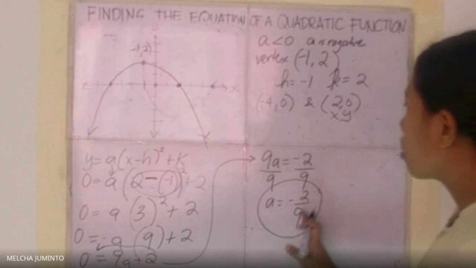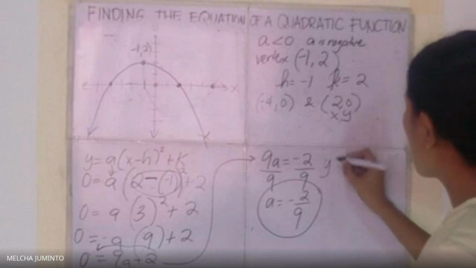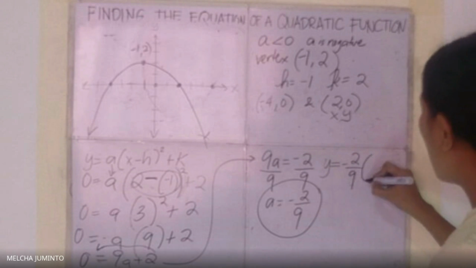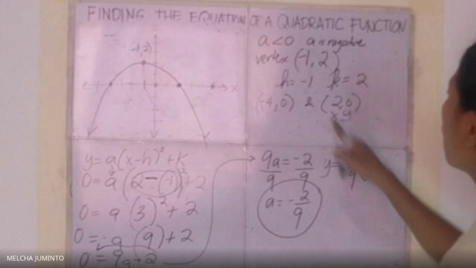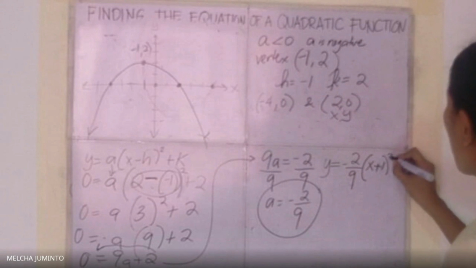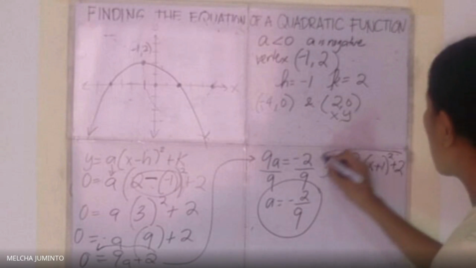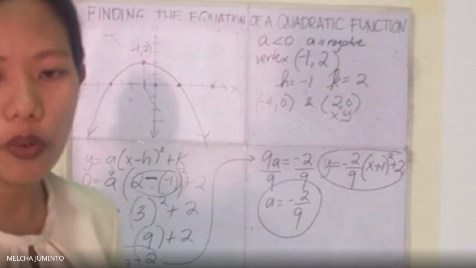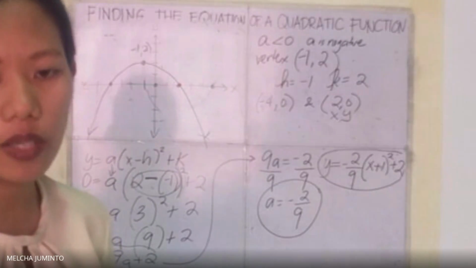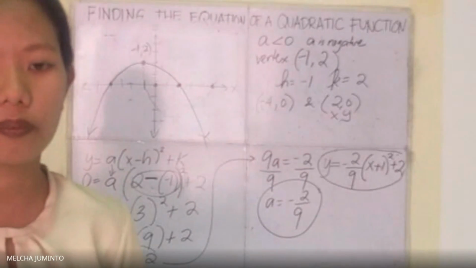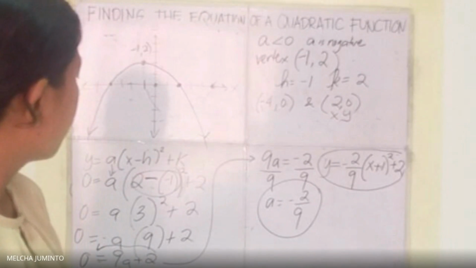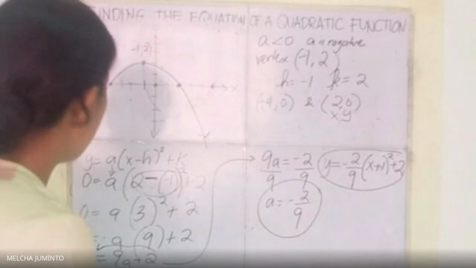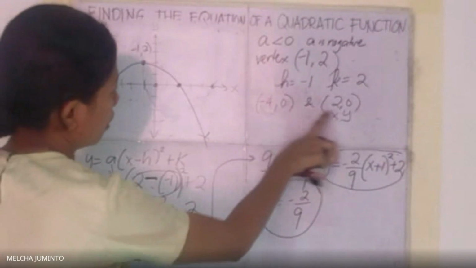And transfer it to the given equation. Y equals -2 over 9 times the quantity x minus -1, which will become +1, squared plus 2. And that is now the equation. Y is equal to negative 2 over 9 times the quantity x plus 1 squared plus 2. Any question? Now let us take, for example, you use negative 4, 0 instead of 2, 0.